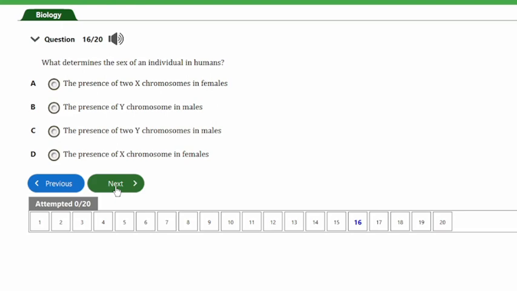The question says, what determines the sex of an individual in humans? A, the presence of two X chromosomes in females. B, the presence of Y chromosome in males. C, the presence of two Y chromosomes in males. And D, the presence of X chromosomes in females. So guys, I believe you have guessed rightly the answer to this question already. So guys, the answer to this question is option B, and that's the presence of Y chromosome in males.